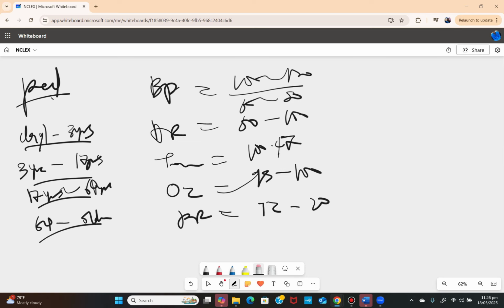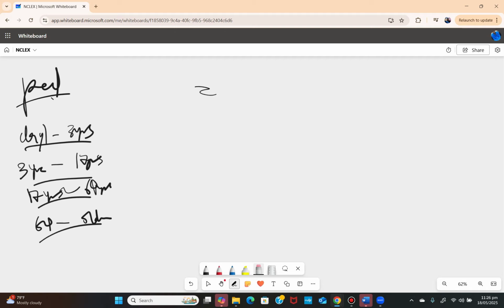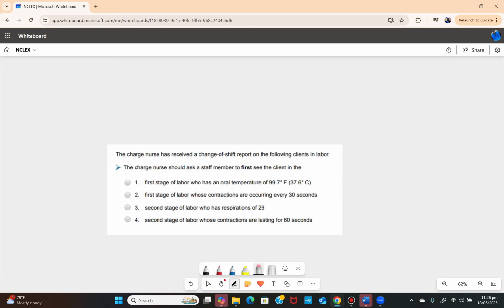Labor, the vital signs for labor you need to know. There are just three you need to know for labor. There's just three out of the five vital signs. You only need to know three. It's very important. Now, this is how the question will be like. You understand?